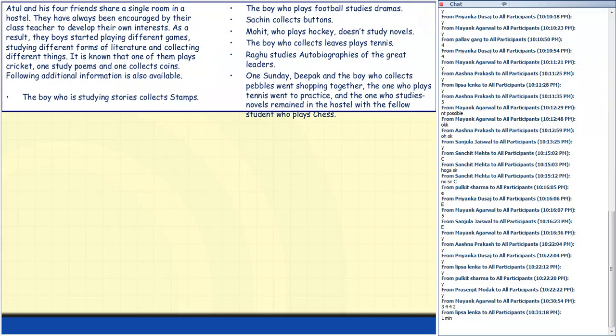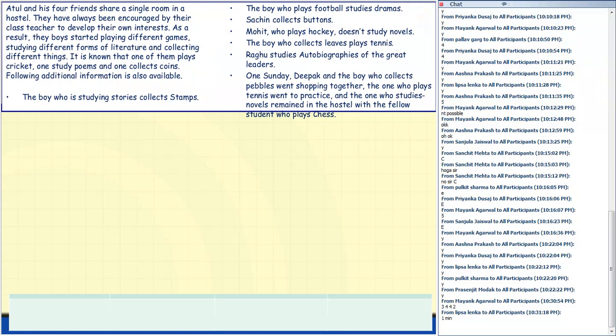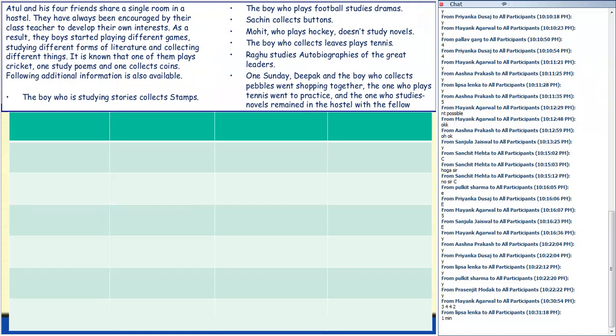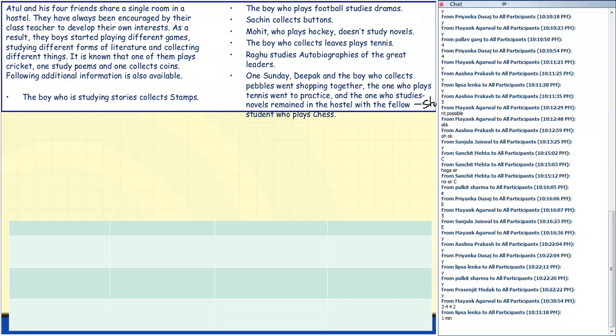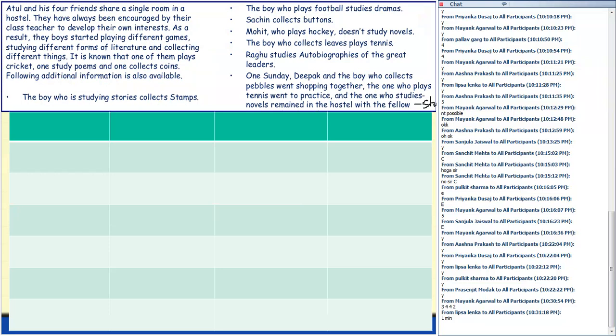This is the data which has been given to us. Remain with the fellow student who plays chess. So here it says Atul and his 4 friends share a single room in a hostel. Here there are more than two parameters, so I'll prepare a table instead of following the cross and tick method.